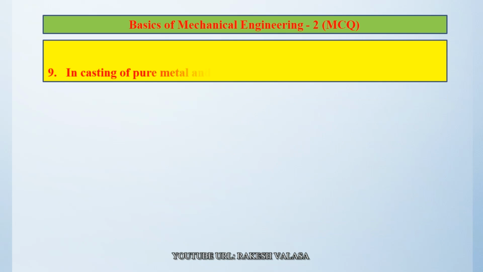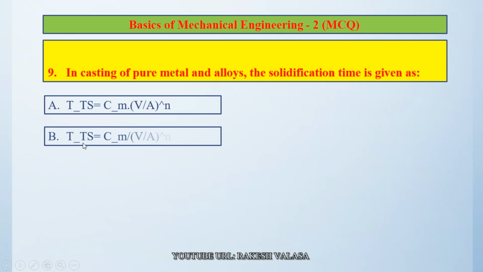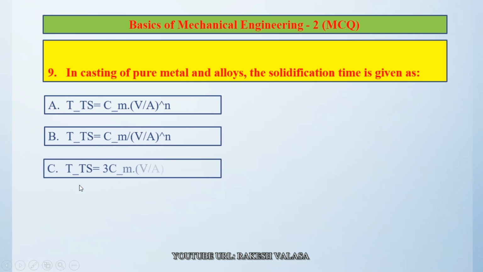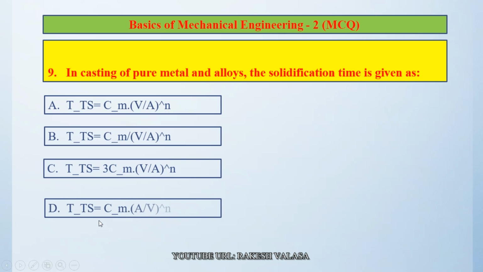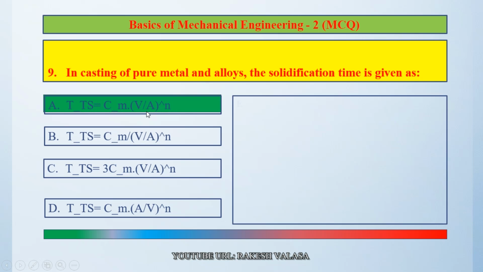Question number 9. In casting of pure metal and alloys, the solidification time is given as option A, Ts equal to Cm into V by A all to the power of n. Option B, Ts equal to Cm by V by A all to the power of n. Option C, Ts equal to 3 Cm into V by A all to the power of n. Option D, Ts equal to Cm into A by V all to the power of n. The correct answer is option A, that is solidification time Ts equal to Cm into V by A all to the power of n. Let us see the explanation.